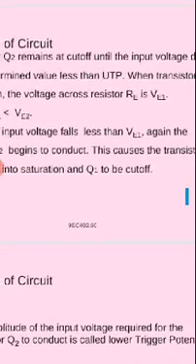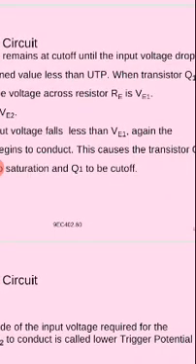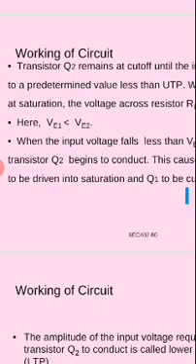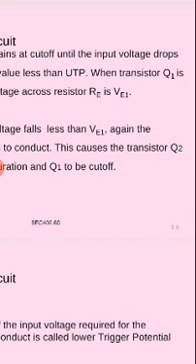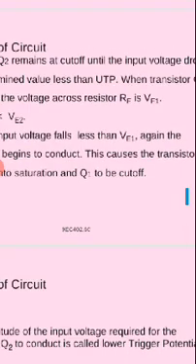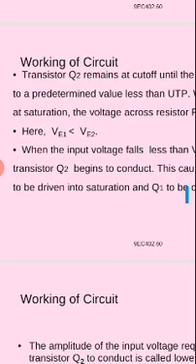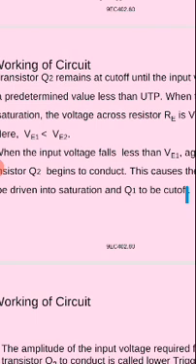When the input voltage falls below VE1, again the transistor Q2 begins to conduct. This causes the transistor Q2 to be driven into saturation and Q1 to be cut off.